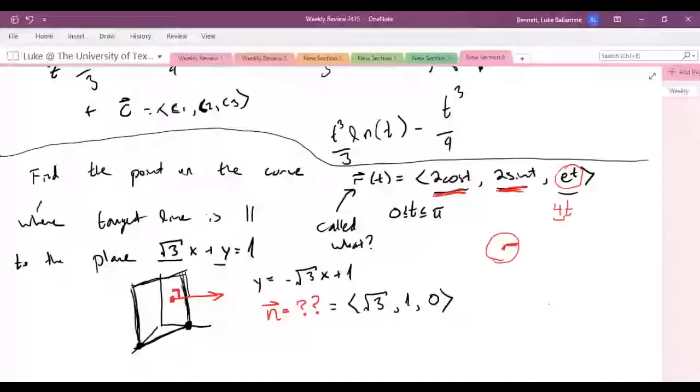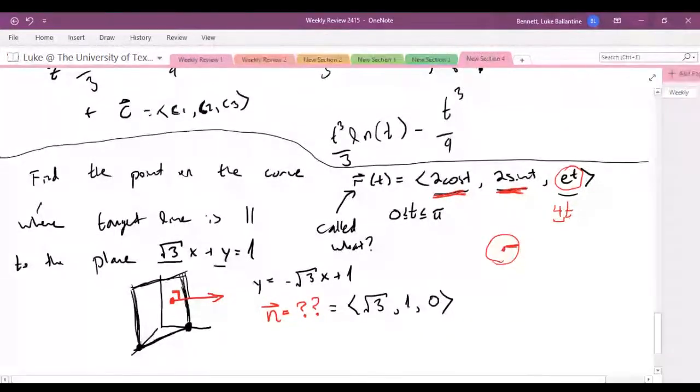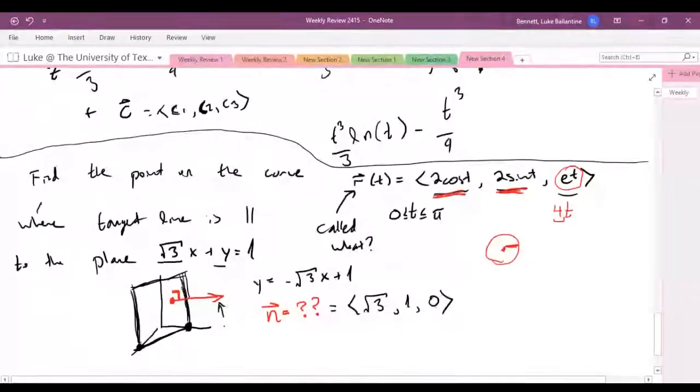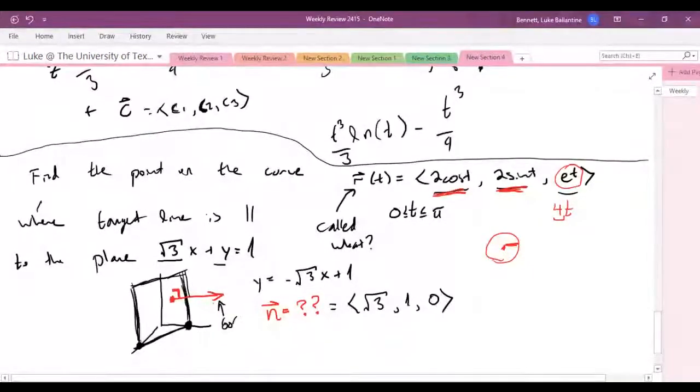Okay. So we want to find the point on the curve where the tangent line is parallel to the plane. Then that means it's orthogonal to the normal vector. Yeah, the lack of z, that means z is 0. We have no rise. Look at this normal vector right here. Yeah, he's parallel to the xy plane. He has no rise or descent, so no z component.